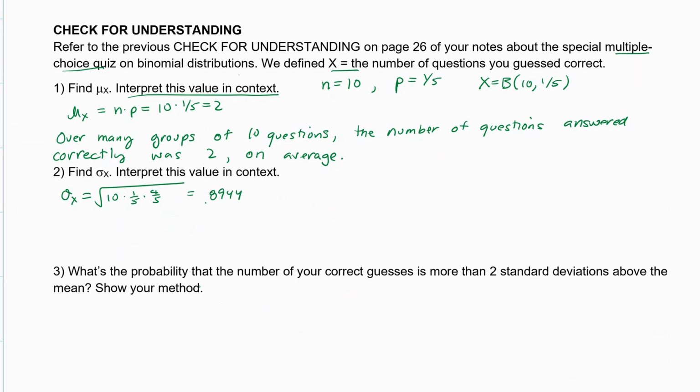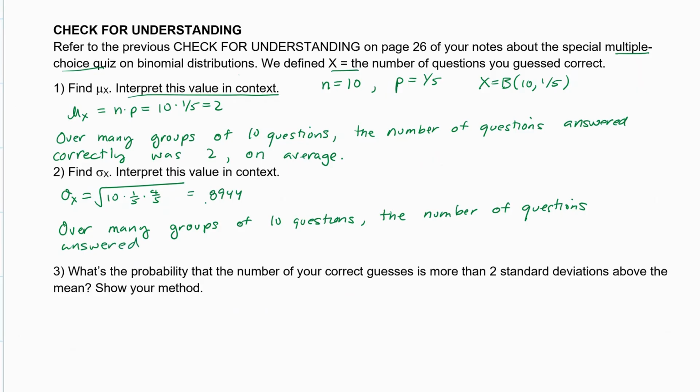0.8944. And what's the interpretation of that? Well, over many groups of 10 questions, the number of questions answered correctly varied, or I'll use the word I used before, differed from the mean by 0.8944 on average.